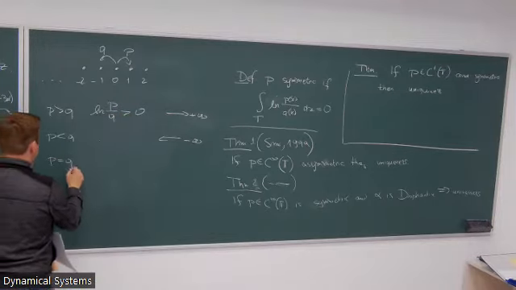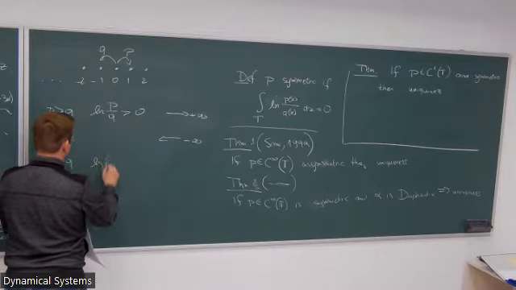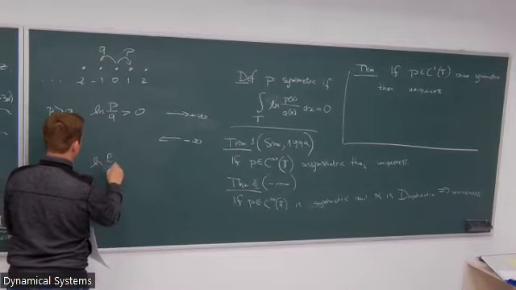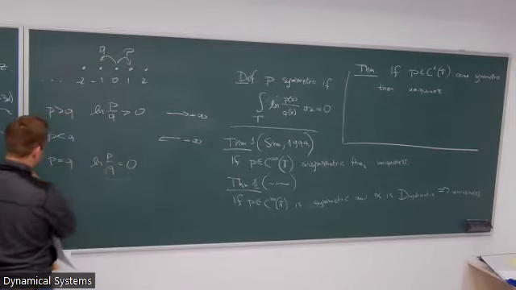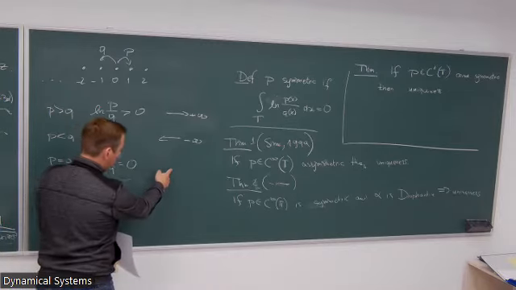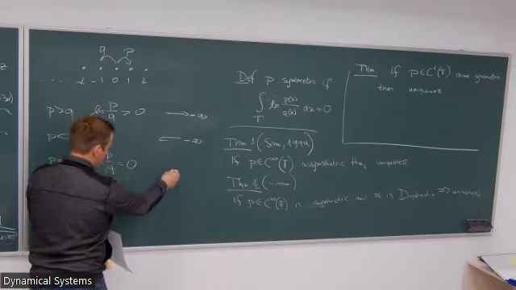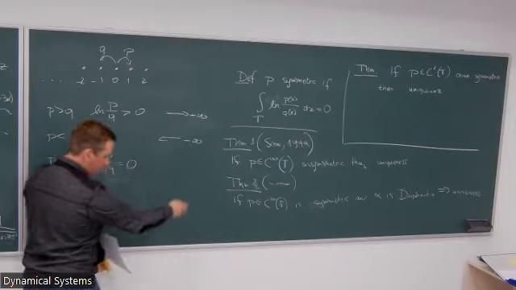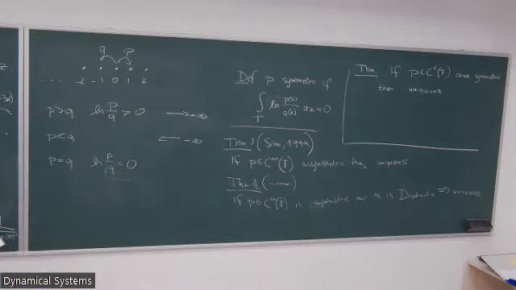And if p is equal to q, and the natural logarithm of q over q is equal to 0, that corresponds to the symmetric case. Then we know that the random walk is recurrent. So if we start from 0, then we go back infinitely many times to 0.